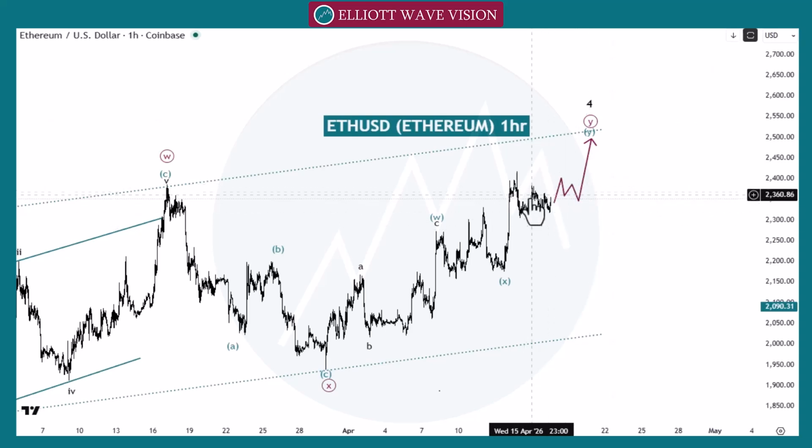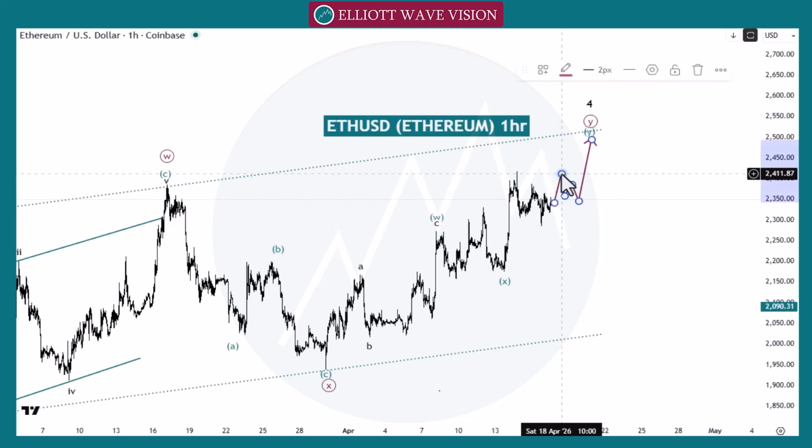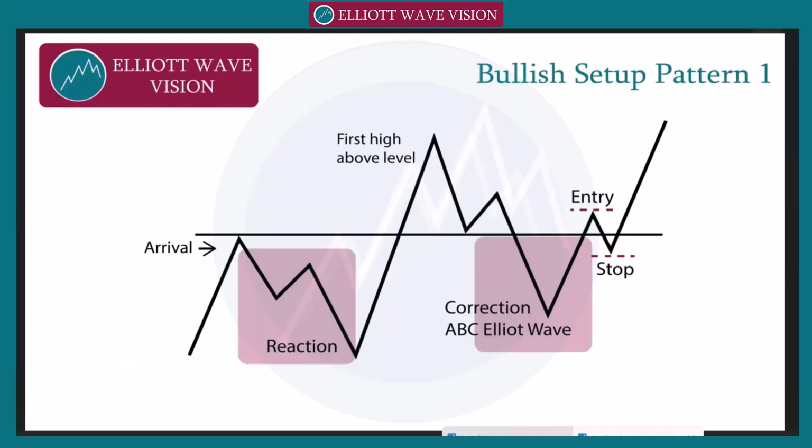So now we need to wait for the proper classic trading level pattern. Market already creates high, or we can count this move as arrival, a reaction, first high above level. Now we need to wait for the impulsive move, then A, B and C. Then we will go towards the bullish side. So let's check the classic trading level pattern for the bullish side.